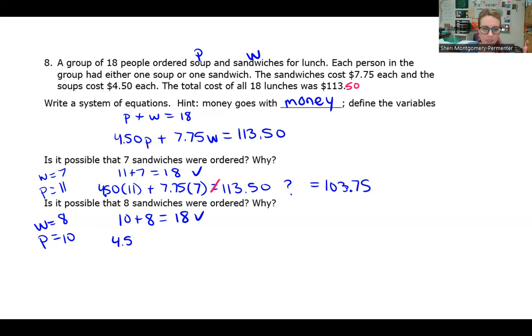So we have 450 for the soups. And we're saying that we're going to check, can you get 10 of them? 775 were the sandwiches. And we're saying, can you get 8 of them? Does that equal 113.50? So you're going to type that in. And you've got to be careful because you've got these simple function calculators.